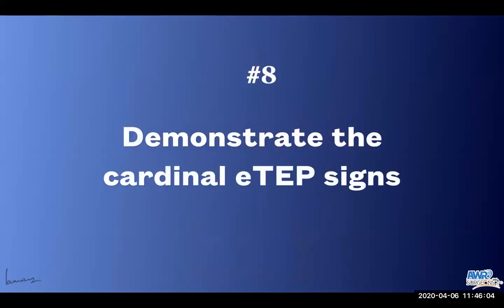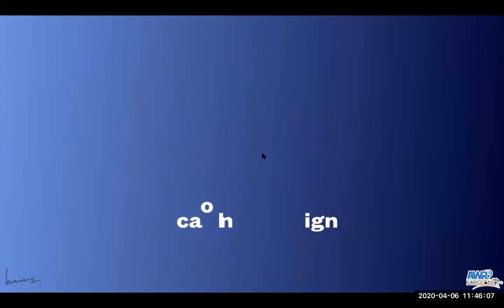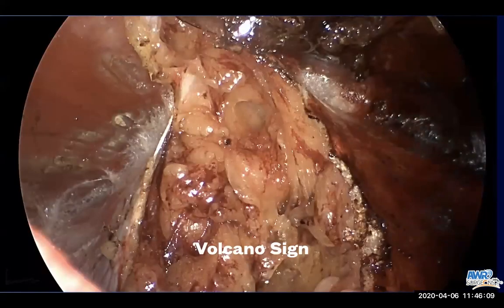Then you demonstrate the cardinal eTEP signs. So what are the cardinal eTEP signs? This is the volcano sign, where you have the central falciform fat with the peritoneum underneath. This is the PRS divided edge of the left. This is the PRS divided edge of the right. So the camera is looking from above down.